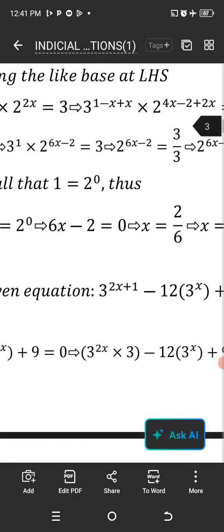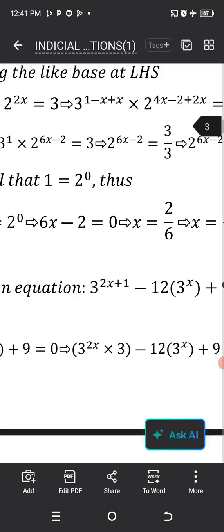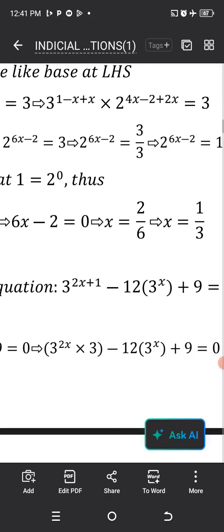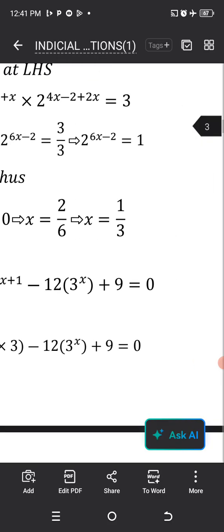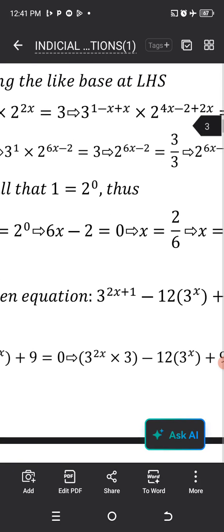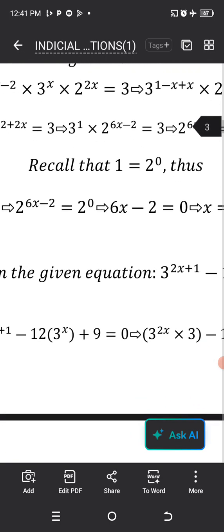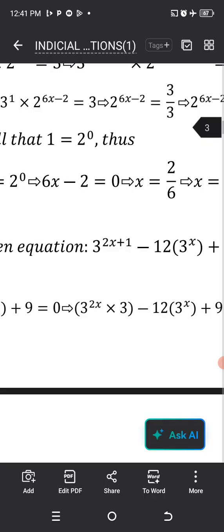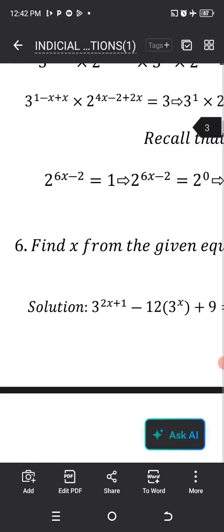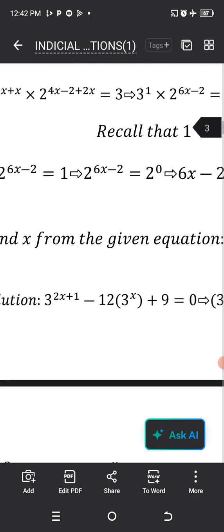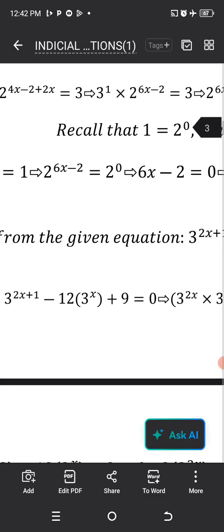Everything equals 3. So dividing both sides by 3 now, we have 2 raised to power 6x minus 2 equals 3 divided by 3, which is actually 1. That's why we have 2 raised to power 6x minus 2 equals 1. So applying the same principle, recall that 1 equals 2 raised to power 0. Any number raised to power 0 is 1. So thus we can re-express 2 raised to power 6x minus 2 equals 1 as 2 raised to power 6x minus 2 equals 2 raised to power 0.